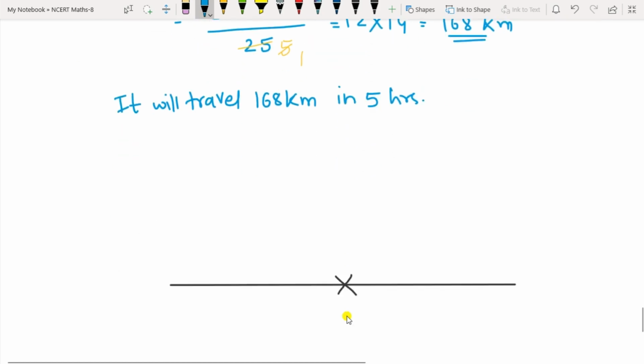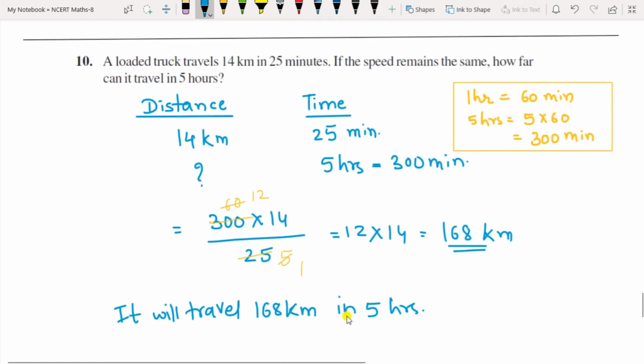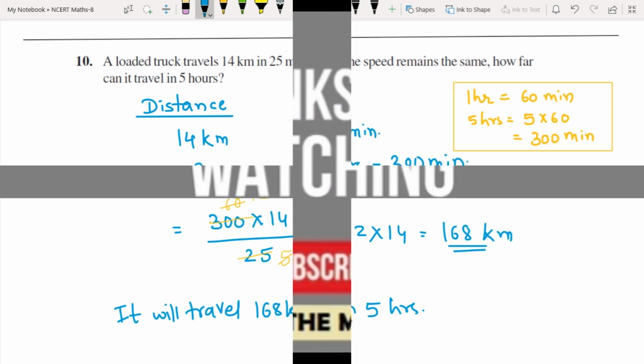Okay, so this was the last question. So this way you have to solve your exercise 13.1. It's very easy. You have to just see what are the two units given, write those two units and write the values given of those two units below it and solve it.